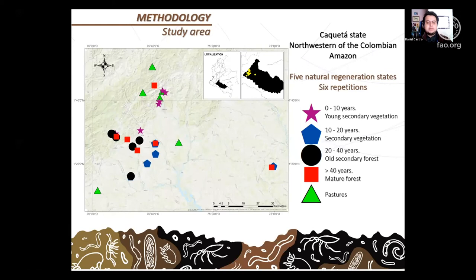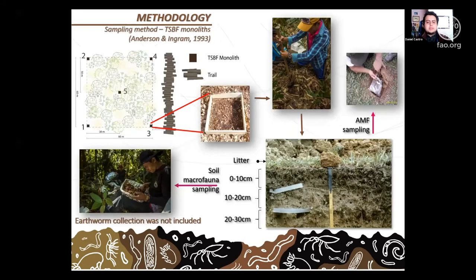Six plots of each regeneration age were sampled, for a total of 30 plots. The soil microfauna sampling was done following the methodology of the Tropical Soil Biology and Fertility Program, TSBF. In each restoration stage, a plot of 60 by 60 meters was delimited. Five TSBF monoliths of 25 by 25 centimeters were made. In each monolith, samples were collected at four different depths. For arbuscular mycorrhizal fungal sampling, a topsoil sample of approximately 100 grams was collected at the site of each TSBF monolith.